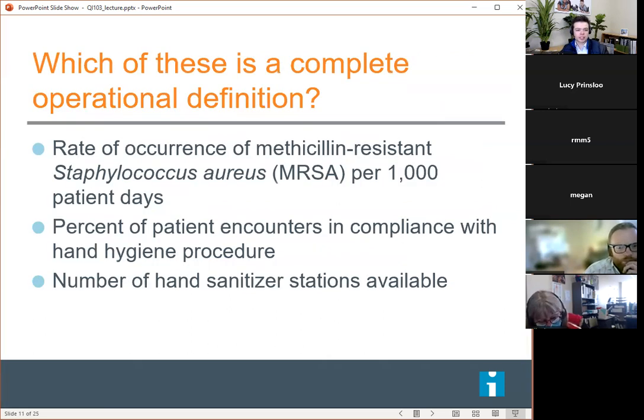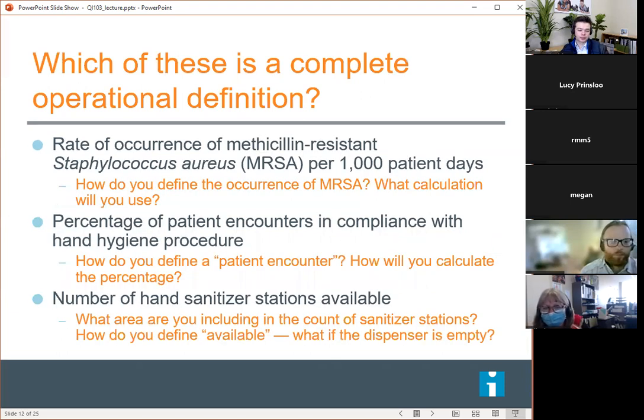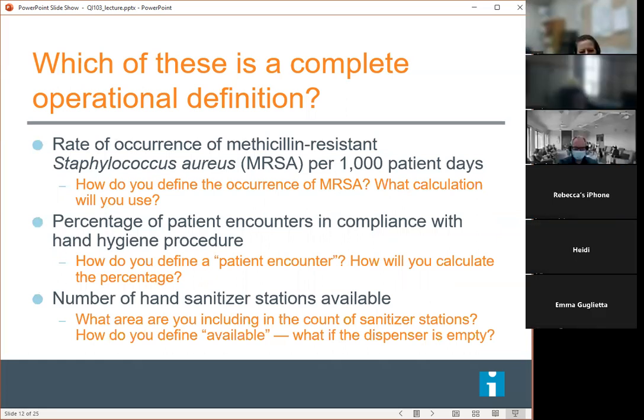So which one of these is an operational definition? None of them are really, because there's still questions when you read these. For the first one, how do you define the occurrence of MRSA? Is it positive cultures from the laboratory? Probably in that case. But how do they measure it? Is it a swab, or is it blood test we're talking about? These are all things that need to be defined.